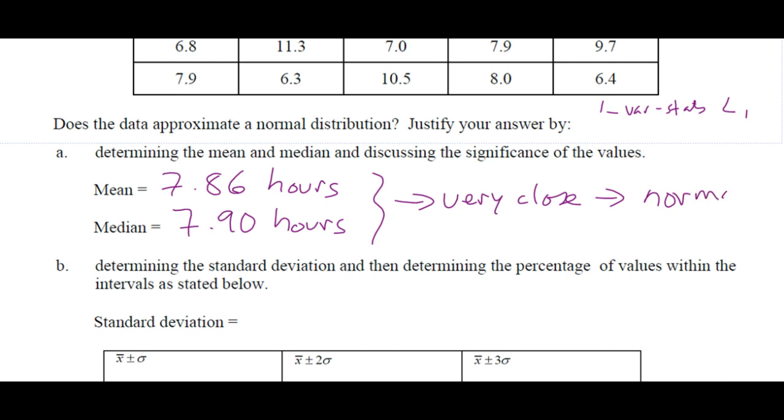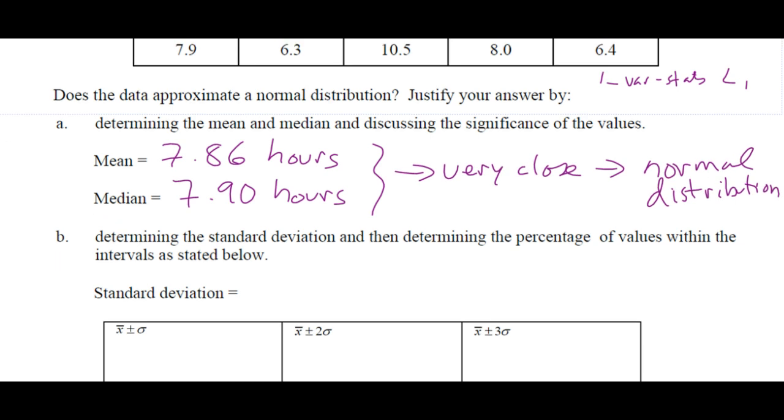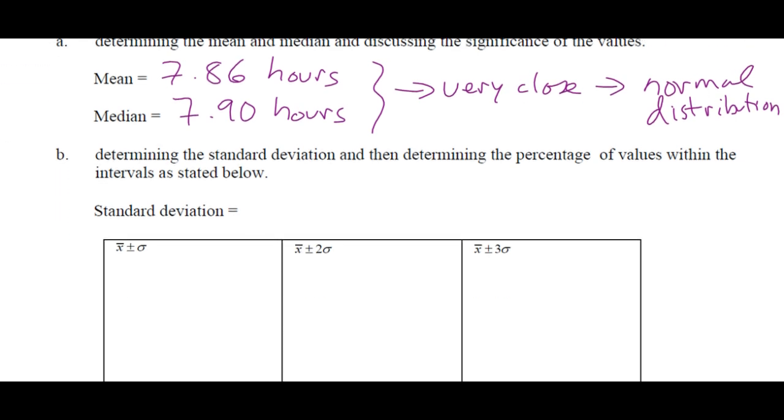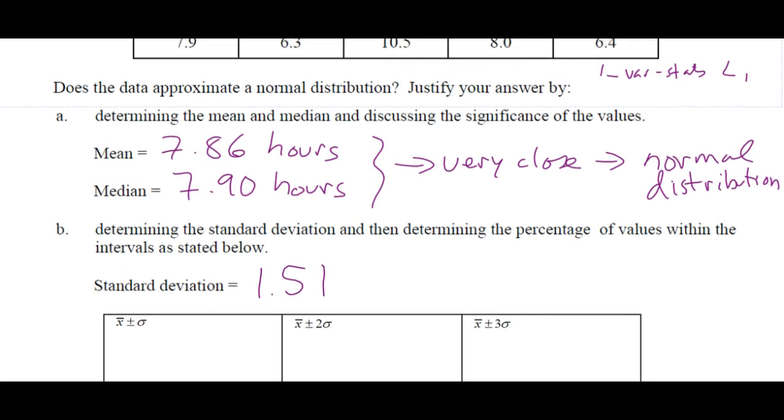We can assume, all right, maybe we have a normal distribution. Well, it's suggesting it, right? So, determining the standard deviation, what's the standard deviation off your calculator? 1.51, okay? Determine the standard deviation, and then determine the percentage of values within each of the intervals, right? So these guys being close suggest maybe it's normal. Like if they were really far apart, we could say that's not a normal distribution, right?